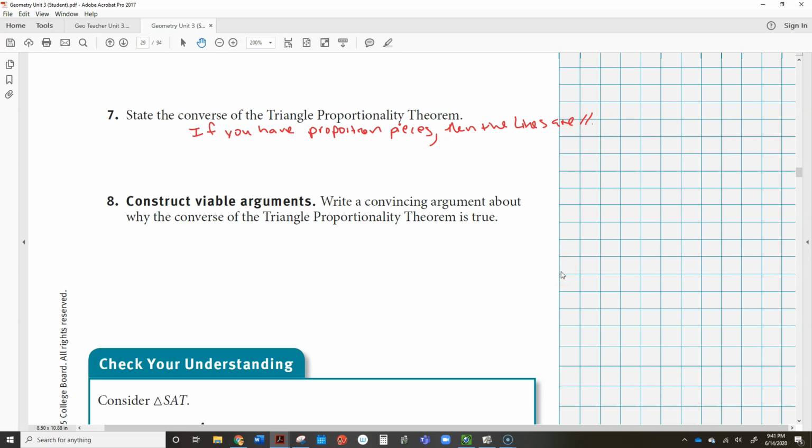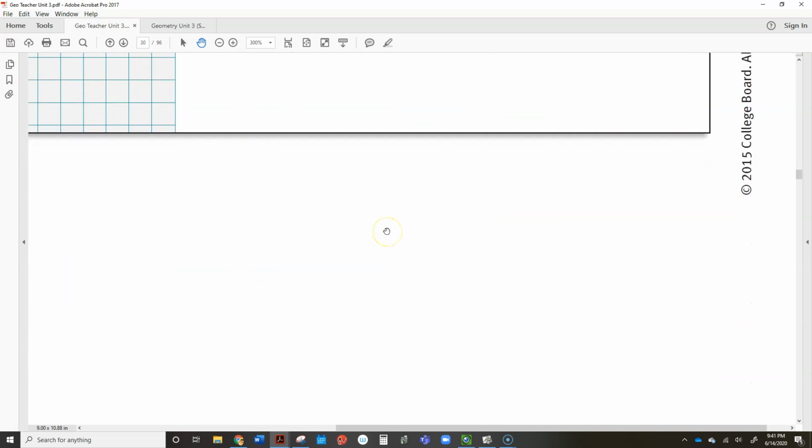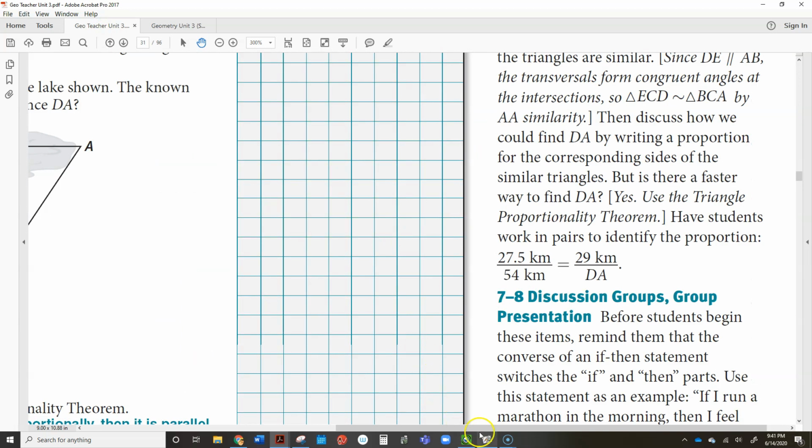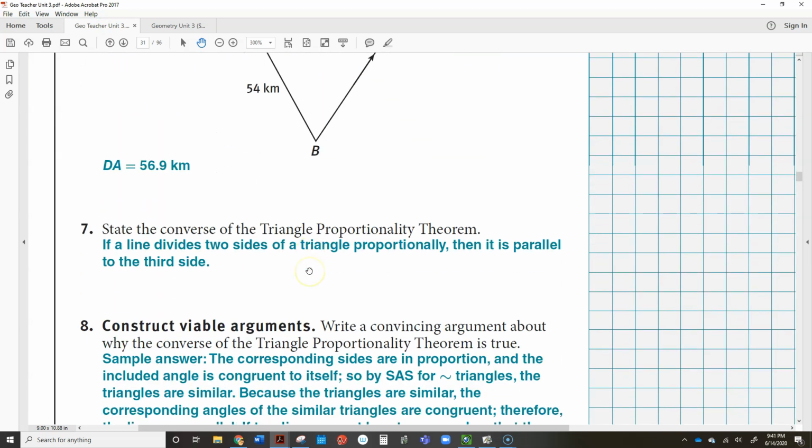So write a convincing argument about why. Well, because... I don't know what they want. I want to get to work on the problems. So what do they want right here? Let's just look at the answer and see.